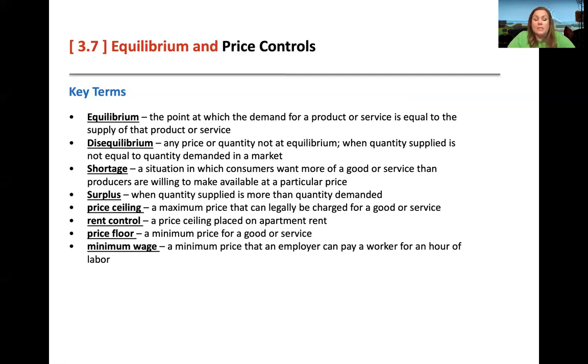Minimum wage is an example of a price floor. Federal minimum wage is $7.25. That's the minimum wage in the state of Tennessee, which means that a worker cannot be paid less than $7.25. Even if equilibrium was at $6.60, if you are willing to take less pay, they have to pay you $7.25.